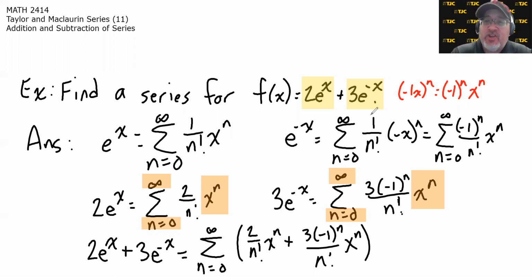But that's easy to fix because if you notice, both halves of the addition problem have some common factors. Specifically, they both have n factorials in denominators. And they both have, of course, x to the n power.